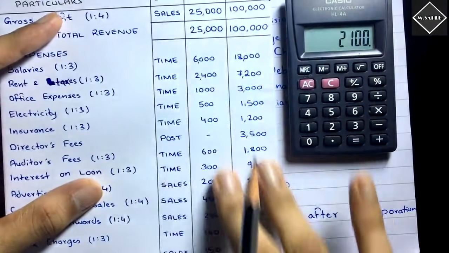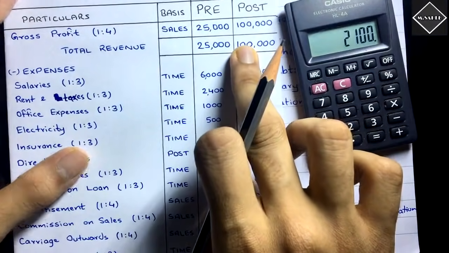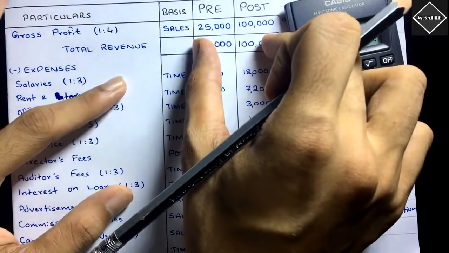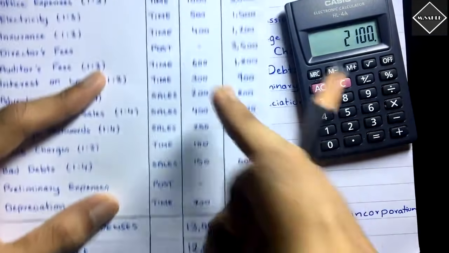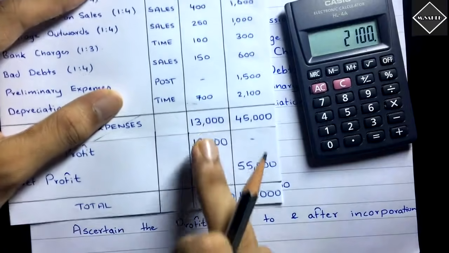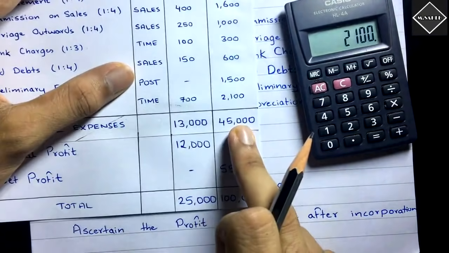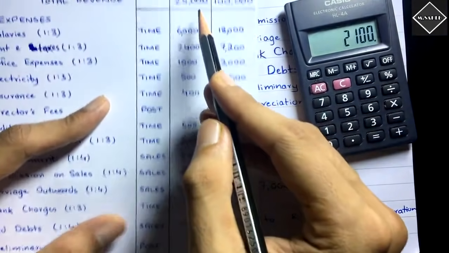You have got all the expenses here one by one, and then you have got the total revenue over here. So now what you have to do, you just have to deduct the total expenses from the total revenue. Simple, right? If you add all this, you get 13,000. Okay, and if you add all this, you get 45,000. Simple.